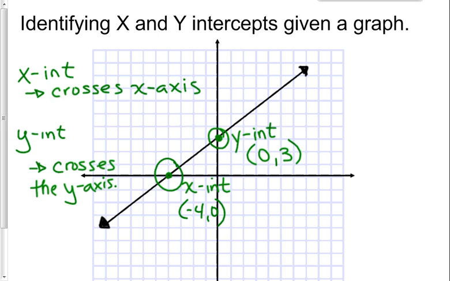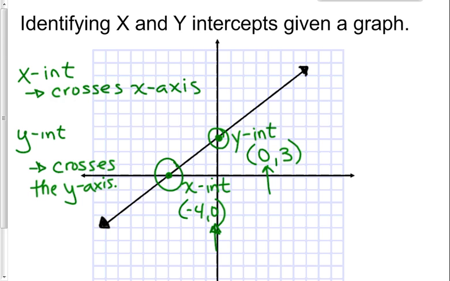We're looking to identify where the Y-intercept is, and we want to write it as an ordered pair. And whenever you write the Y-intercept, the X value at the Y-intercept is always 0, so (0, your Y value). If you look at your X-intercept, the Y value on the X-intercept is always 0. So it's (your X value, 0).